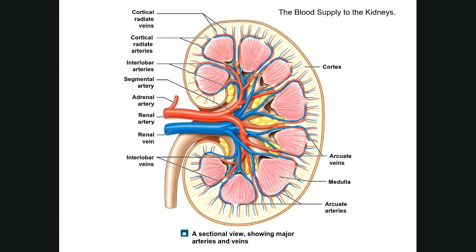So the cortical radiate arteries supply the capillaries that supply each nephron. They bring the blood from the renal artery, right? From the renal artery to segmental, to interlobal, to cortical radiate arteries.